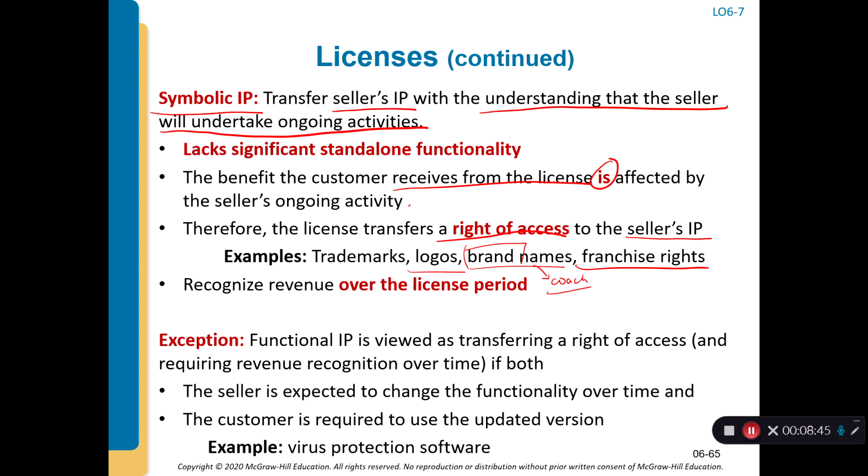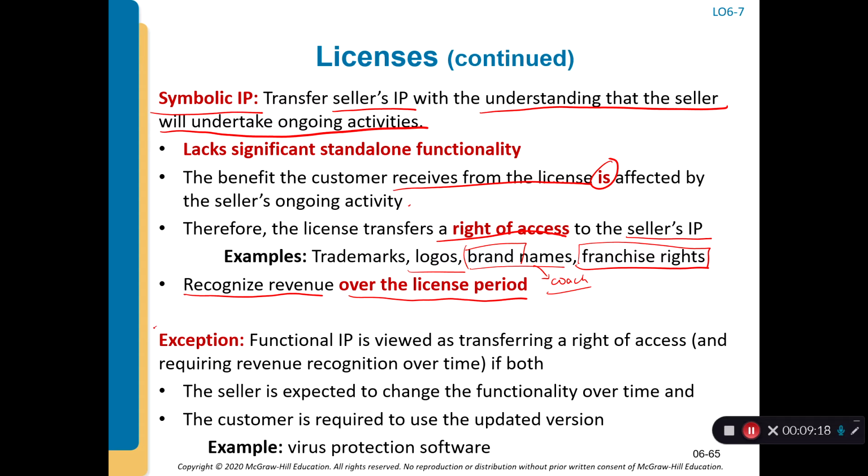Or franchise rights, right? For example, you want to open a McDonald's, and McDonald's gives you the intellectual right to access their recipe and menu. However, McDonald's as a corporation, their operation and advertisement campaigns also influence your ability to make money, right? So this is called symbolic intellectual property, and for symbolic intellectual property we recognize the revenue over the license period.